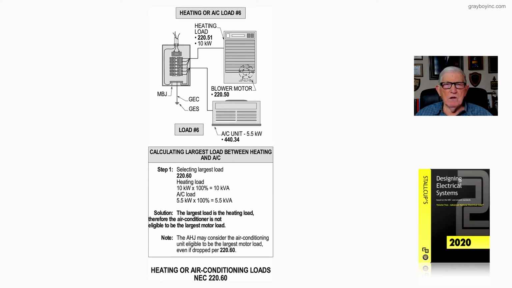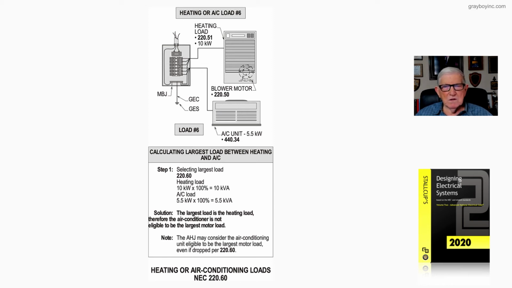220.60 deals with loads that do not operate together. So you're not going to operate the heat and operate the air conditioner at the same time. You'd only use one of these loads at one time, so that's why you can drop the air conditioner load, because the heating load is larger. So 10 kW times 100% gives you 10 kVA. 5.5 kW for the air conditioner at 100% gives you 5.5.